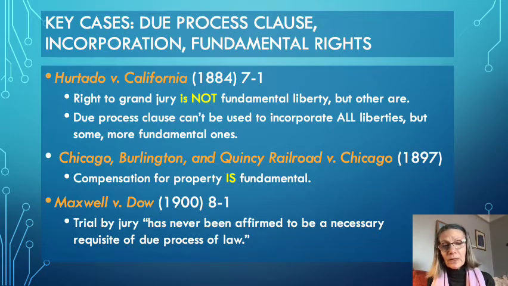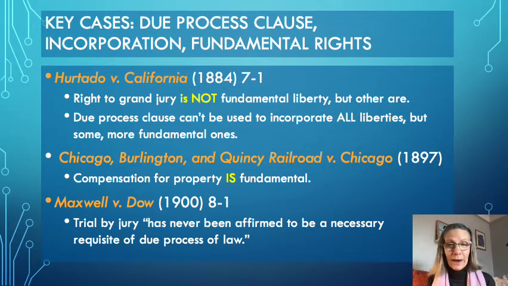And then Maxwell v. Dow is a case about a bank robber, Maxwell, who robbed a bank, and then he was charged without a grand jury, and he was tried under the Utah law that says that you don't need to have 12 jurors, you can only have 8 if it's a non-capital offense. His lawyer argued, and he was found guilty.